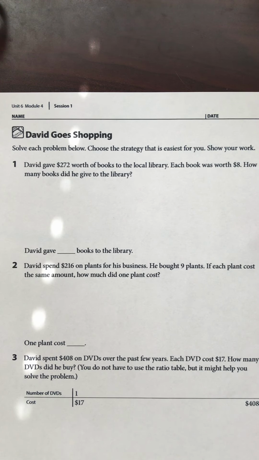David goes shopping. David gave $272 worth of books to the local library. Each book was worth $8. How many books did he give to the library? For this problem, you will need to divide $272 divided by 8.